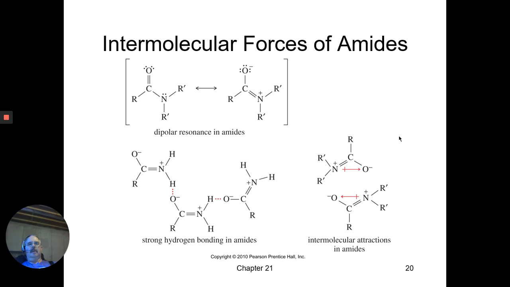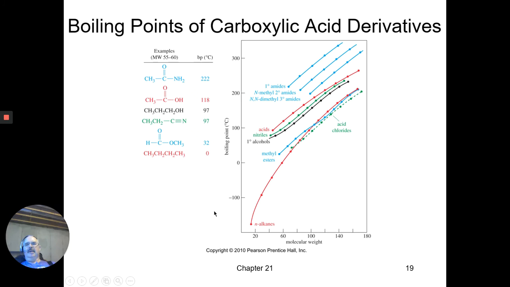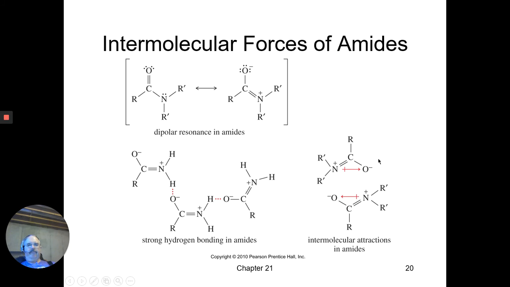Okay, so why are amides so high boiling? Because of intermolecular forces. We have dipolar resonance, so there's actually a lot of large charge separation. We can have strong hydrogen bonding in the case of primary and secondary amides. Let's go back here. Notice the primary amides are the highest boiling. And then you also have intermolecular attractions because of this charge separation.